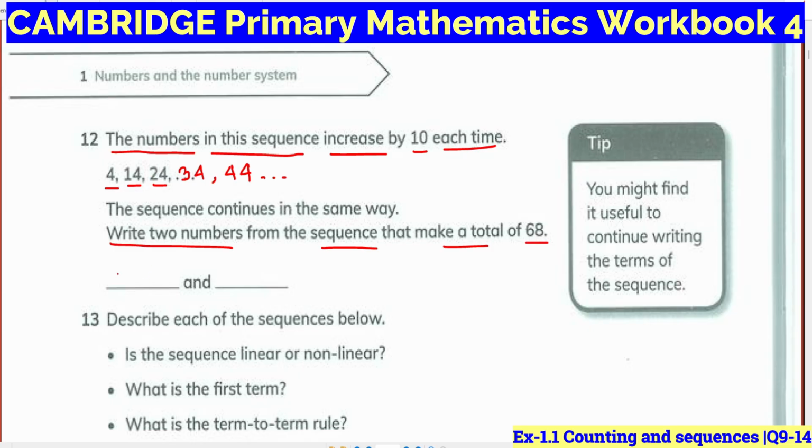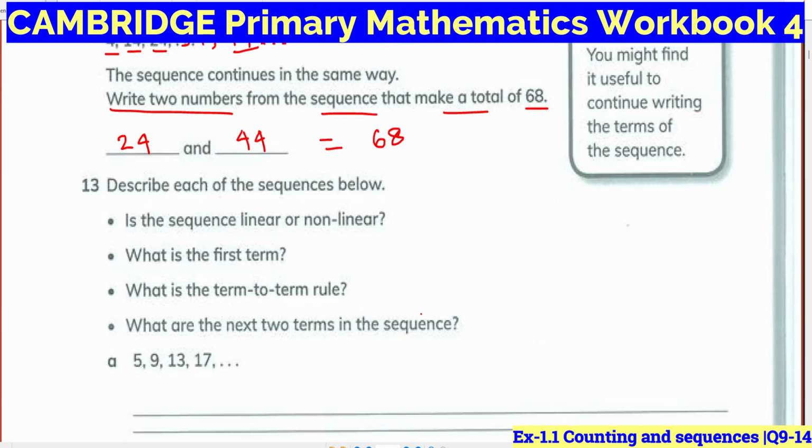Next, look here, 24 and 44. Once we add, it will be 68, right? 4 plus 4 is 8. 4 plus 2 is 6. So a very interesting question.